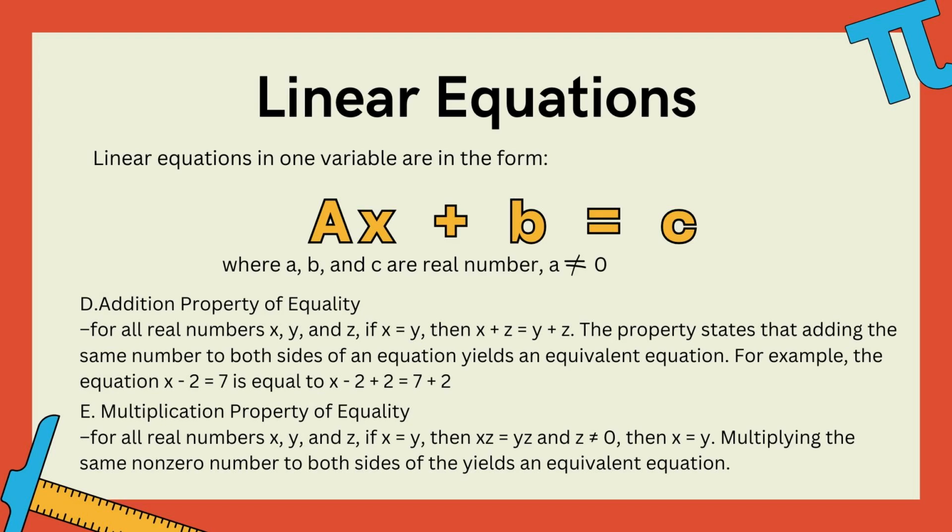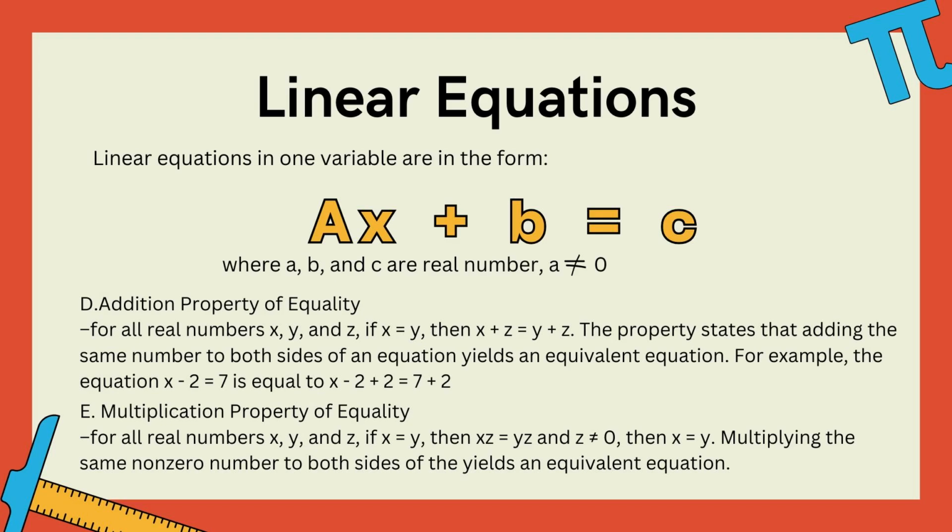To check if x is equal to 9 is true, we must substitute 9 in the equation x minus 2 equals 7. The variable x is equal to 9, so 9 minus 2 is equal to 7. 9 minus 2 is 7. 7 is equal to 7. That means x is equal to 9 is true.